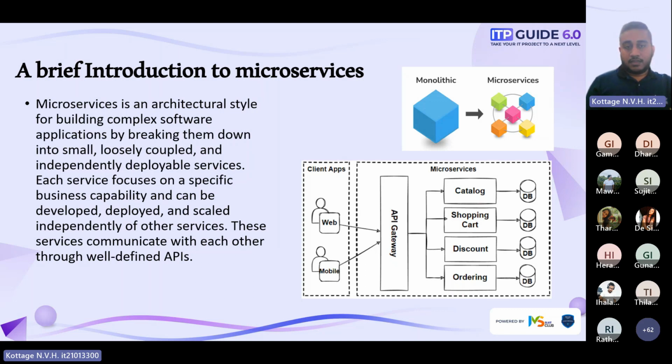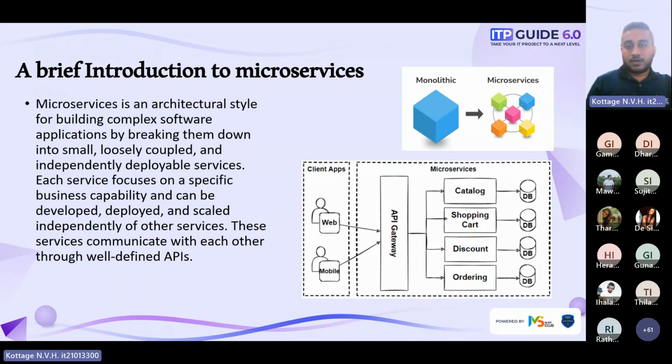And for the front end, the user is accessing via web or through mobile. So it makes an API call request to the backend, where the API gateway identifies which service the call is meant for and routes it to that particular service. So what is the advantage of having microservices? I think you might get an idea.